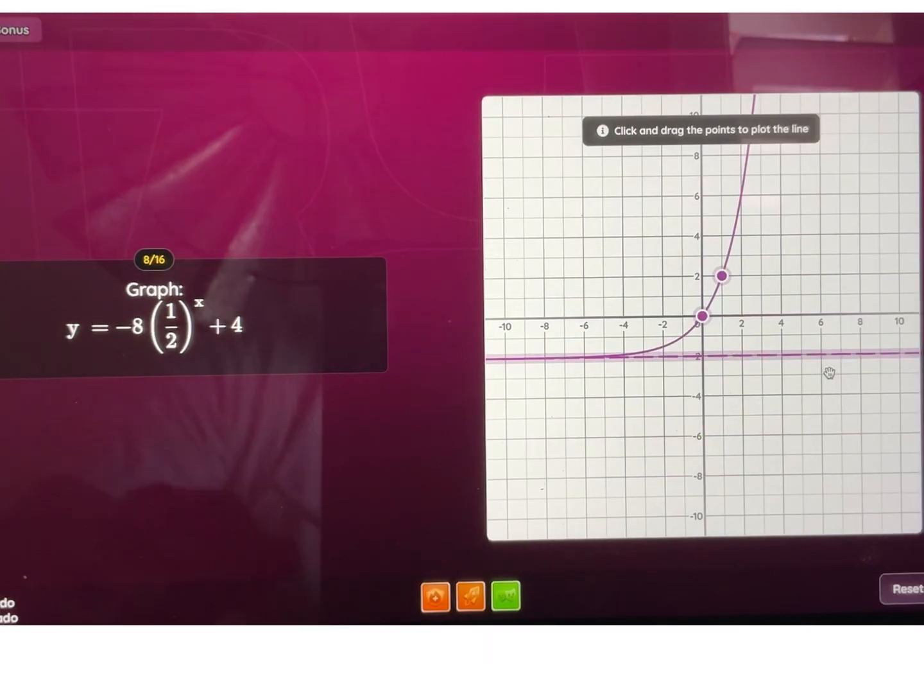There are many things to notice about an exponential growth or decay function. Like the base is, again, less than 1, it's between 0 and 1, so that's going to be a decay function.